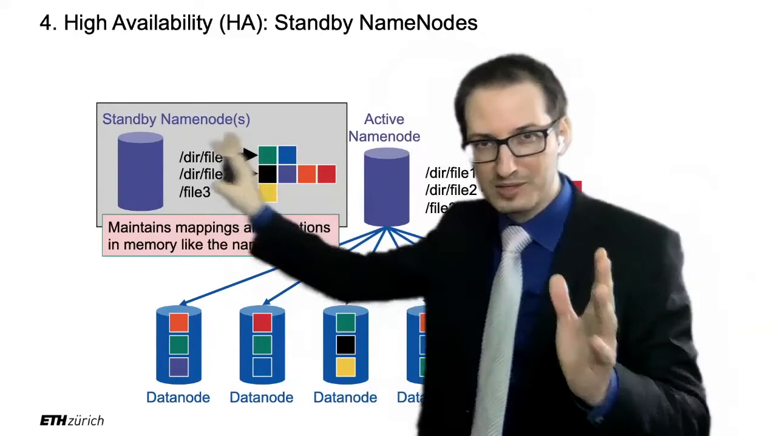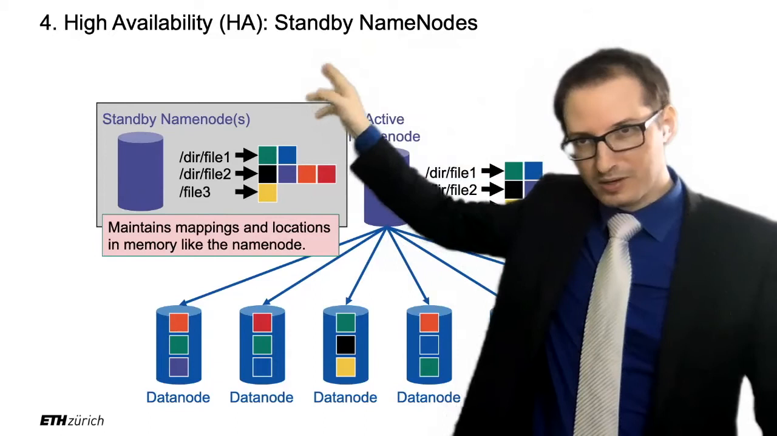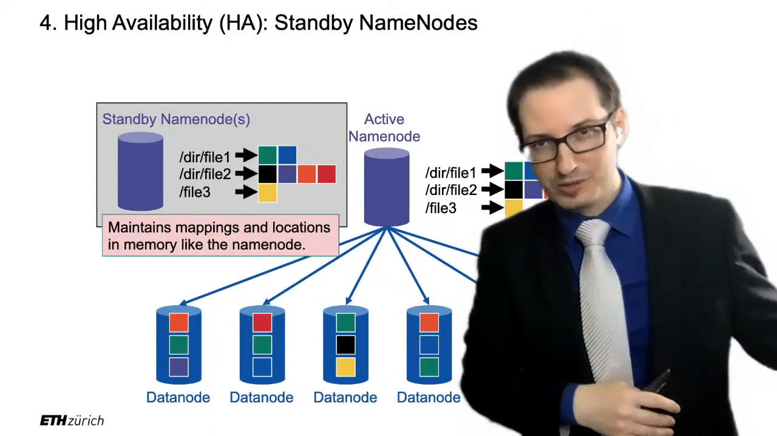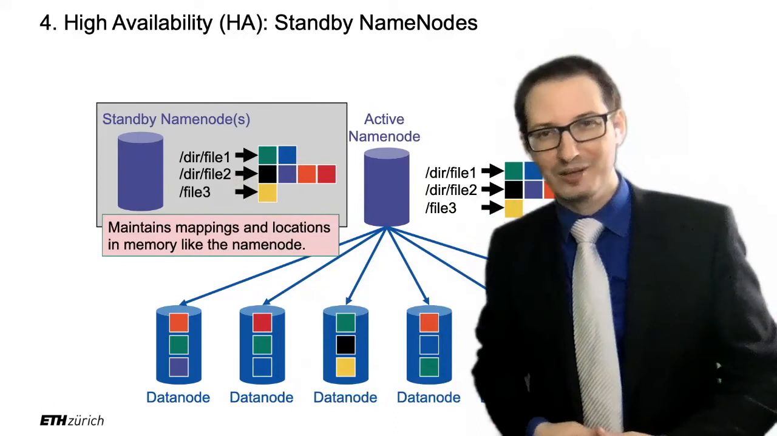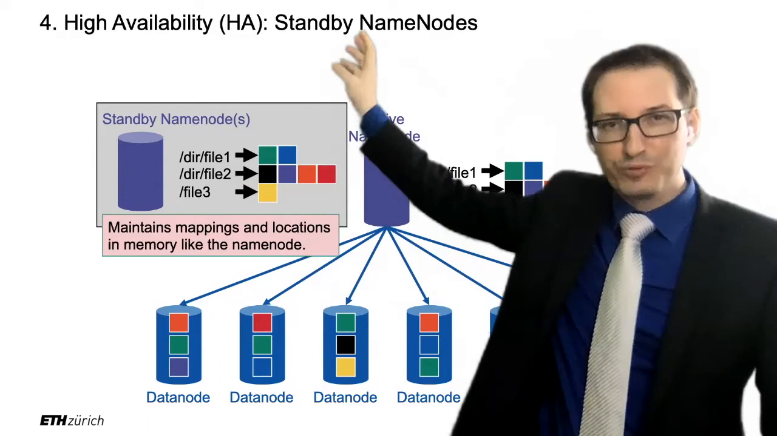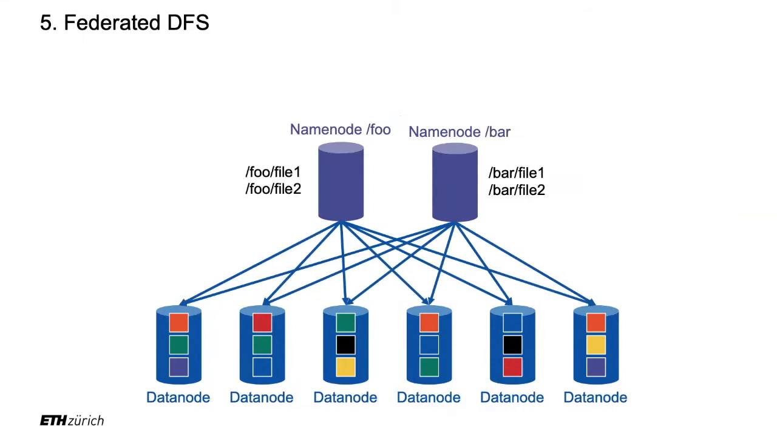You will see in literature backup name nodes, checkpoint name nodes, secondary name nodes, and so on and so on. These are all previous versions of that. Every year they came up with a new, better version of how to have high availability. And this is, I think, the latest, but maybe it will continue to evolve. So don't be confused if you see other kinds of name nodes. These are just earlier versions that were less capable than this one.